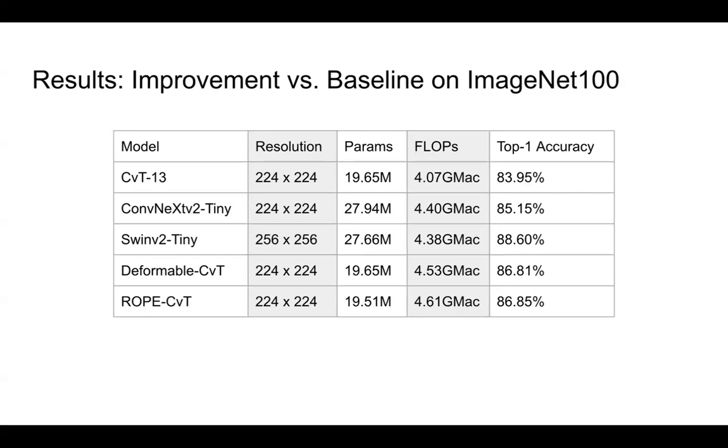Next. To push CvT further, we introduced optimizations like deformable attention and rotary position embedding, resulting in deformable CvT and RoPE CvT. This change has significantly boosted accuracy while maintaining efficiency. This highlights how targeted innovations can enhance performance without a major increase in resource usage. In conclusion, our optimized CvT models not only close the gap with newer architectures, but also offer a compelling trade-off between accuracy and computational cost. This demonstrates the potential of CvT to remain competitive in modern computer vision tasks.